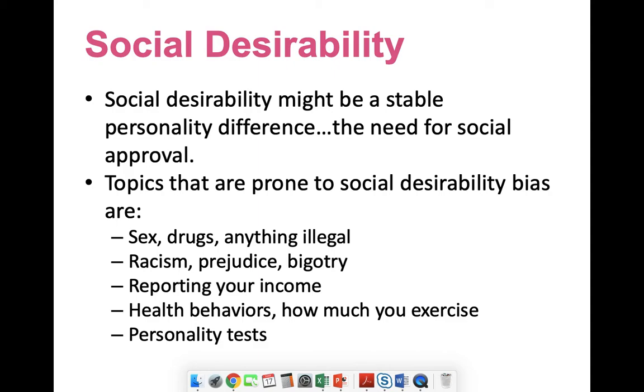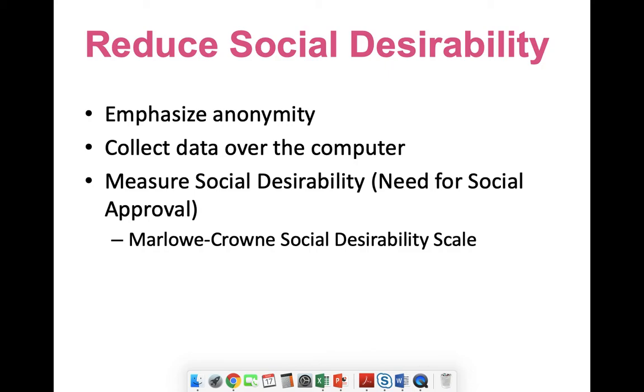So how would you know? Well, so let me get to that in a minute. But one way to try to reduce social desirability in one's answers would first be to emphasize anonymity. So the idea would be, if people don't feel as though their answers can be traced back to them, they will answer ideally in an honest way and give their true response and not try to self-enhance. Okay, this can be done by collecting data over the computer or through the internet.